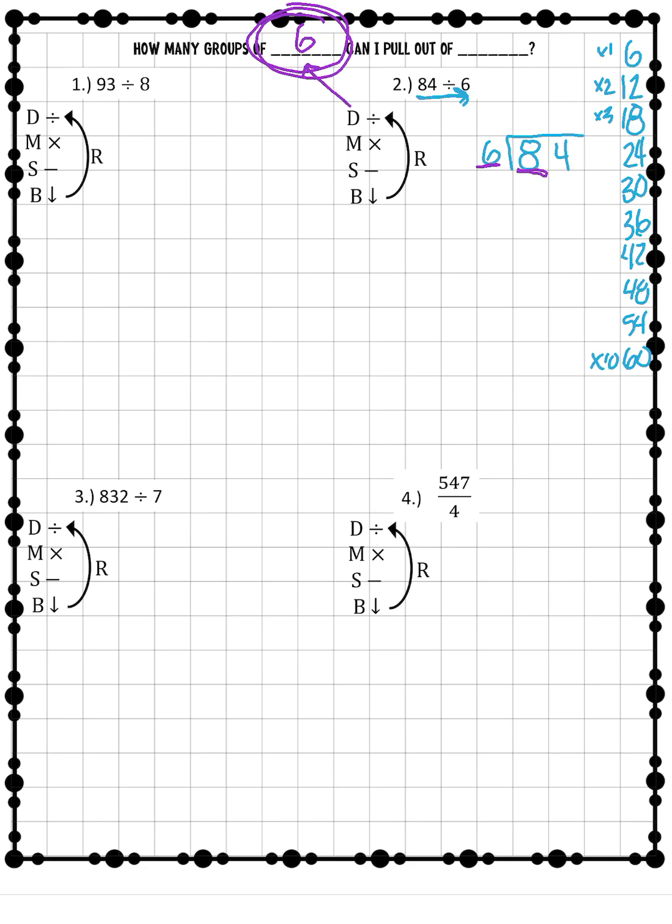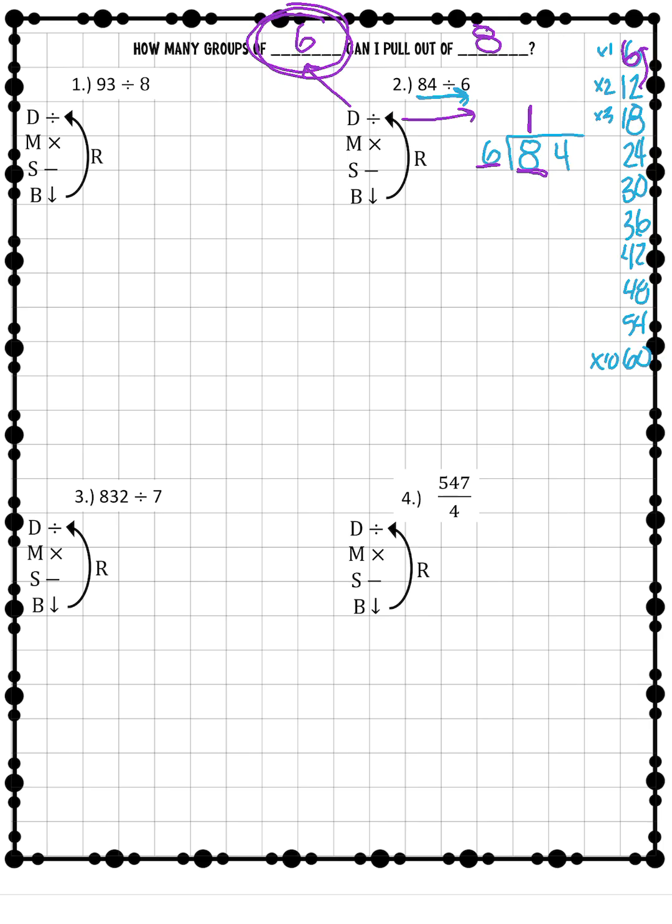So the first number under the box is 8. So how many groups of 6 can I pull out of 8? And you ask yourself. So let's look here on the side. On the side here we have our multiples. So 6, can I pull one group out? Yep, I can. And then I have 12. Oh, that's too much because I only have 8. So I need to hop back to 6. So the answer to my dad question is 1. How many groups of 6 can I pull out of 8? 1. That dad question answer goes right on top above your 8.